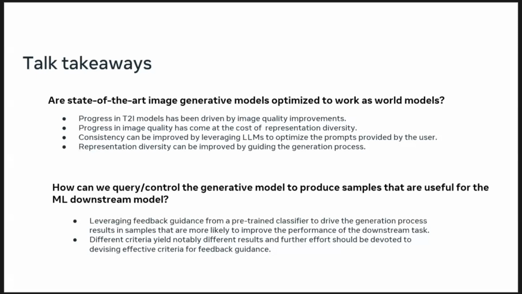However, I didn't cover this today, but we tried different criteria, and the results that I presented today were for maximizing the entropy of the classifier as the criterion. Different criteria yielded notably different results, and I think there is an open question on how to better leverage this, or how to better design feedback guidance strategies in order to help us get there.